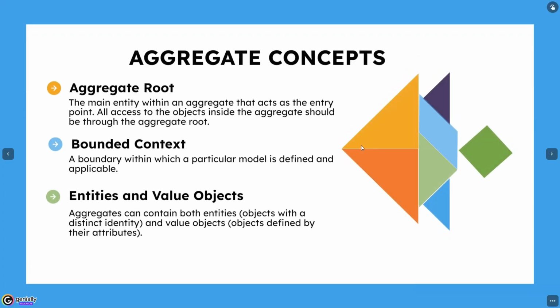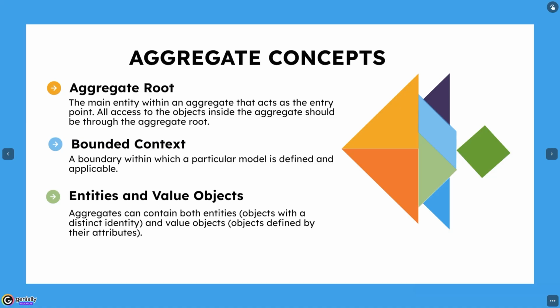Here we have aggregate concepts. One is the aggregate root, the main entity within an aggregate that acts as the entry point. All access to the objects inside the aggregate should be through the aggregate root. It ensures the integrity and consistency of the aggregate as a whole.